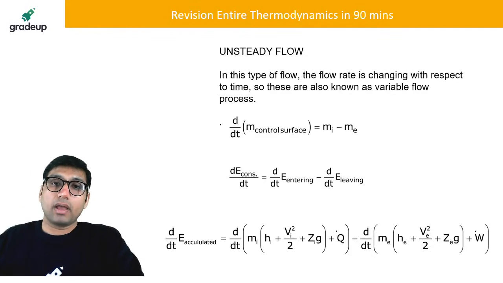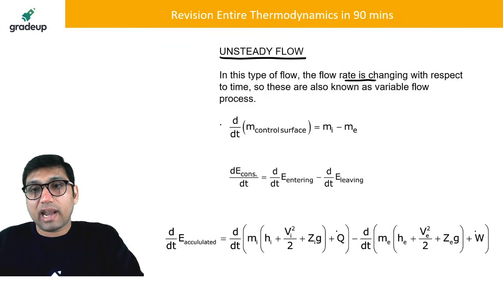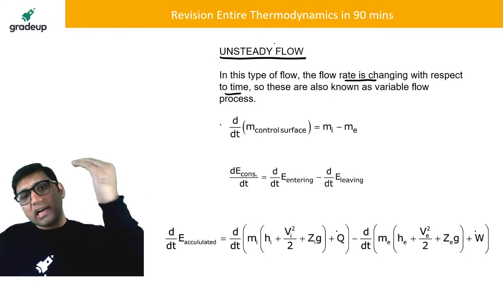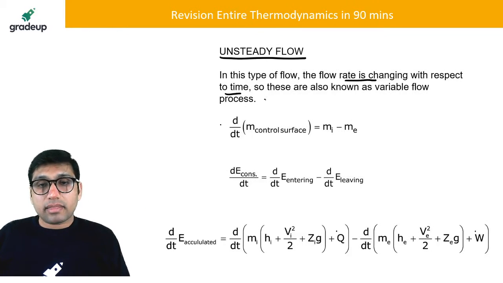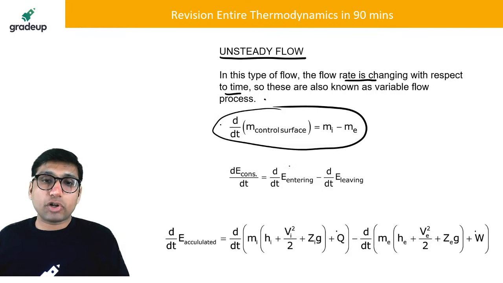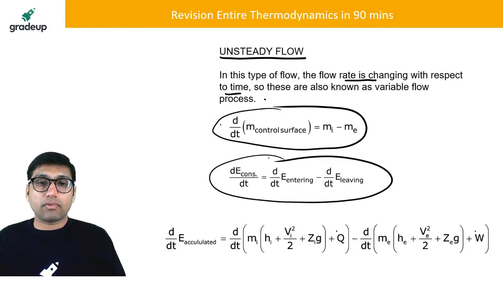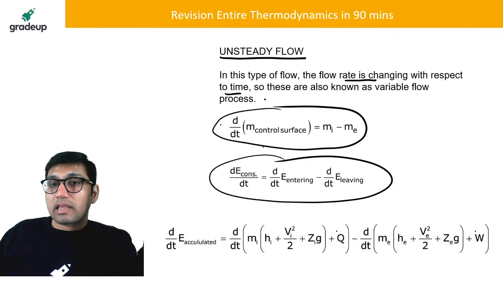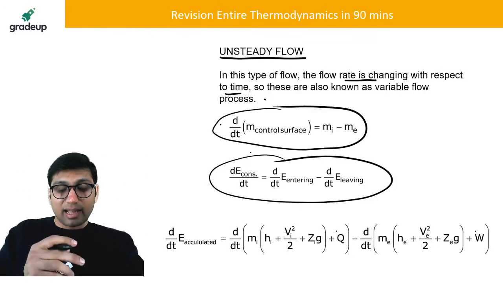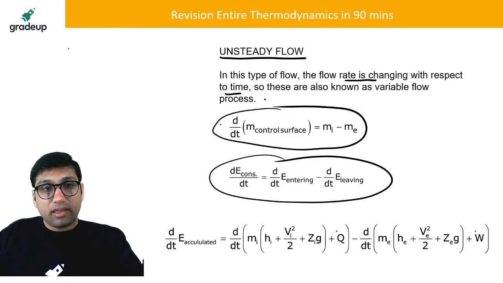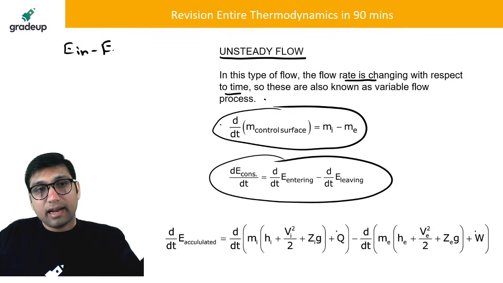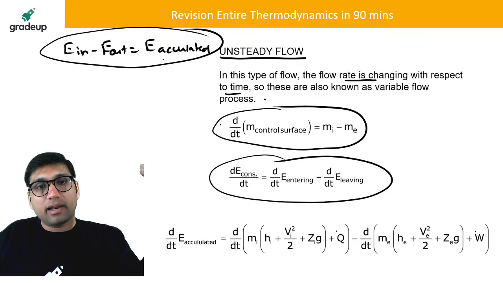It is very important. Unsteady flow means the flow rate is changing with respect to time. If the quantity changes with respect to time, that is called unsteady flow. In the unsteady flow, we have conservation of mass and conservation of energy. The total energy will be conserved, but energy at the inlet will not be equal to energy at the exit. That is not possible, because the energy at the inlet minus energy at the outlet will be equal to some energy which is accumulated. There will be some energy which will be stored inside the system.